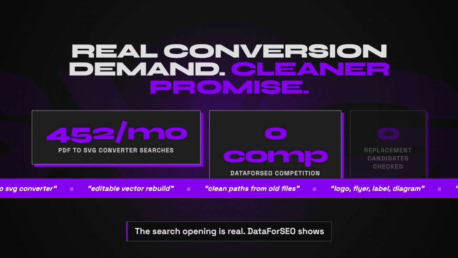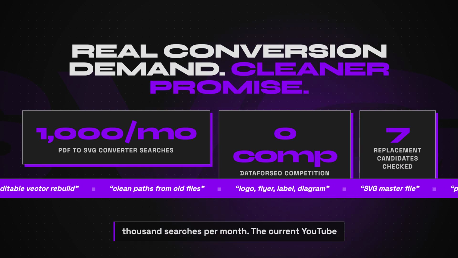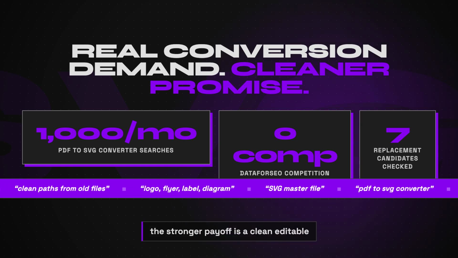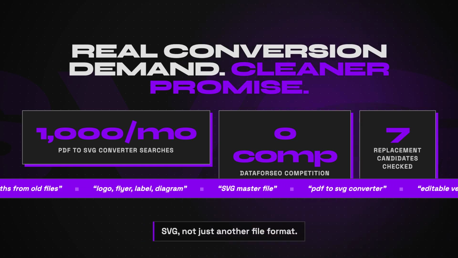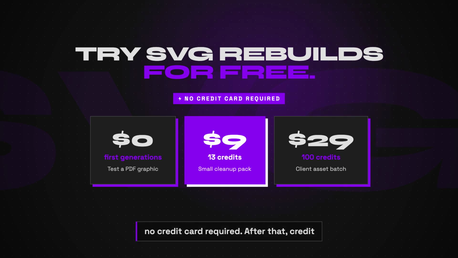The search opening is real. Data4SEO shows PDF to SVG converter at about 1,000 searches per month. The current YouTube page proves people want quick conversion, but the stronger payoff is a clean, editable SVG, not just another file format.